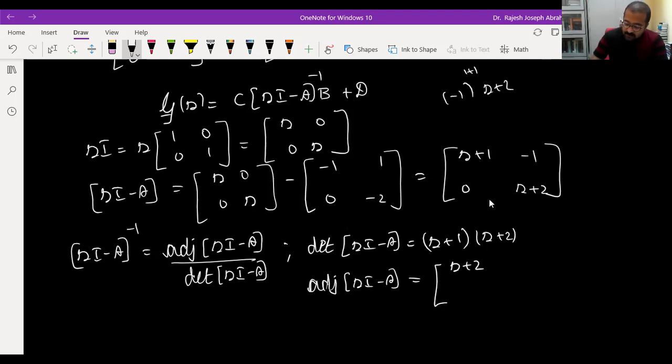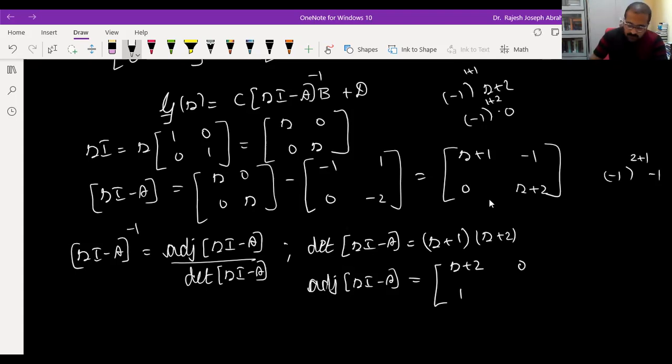What will be the next element? Again, minus 1 raised to, this is first row and second column. So 1 plus 2 into what? You delete this row and this column, into 0. That means 0. Then what will be the next one? Minus 1 raised to second row and first column. You delete this row and this column. You are left with minus 1. So minus 1 into minus 1 plus 1.